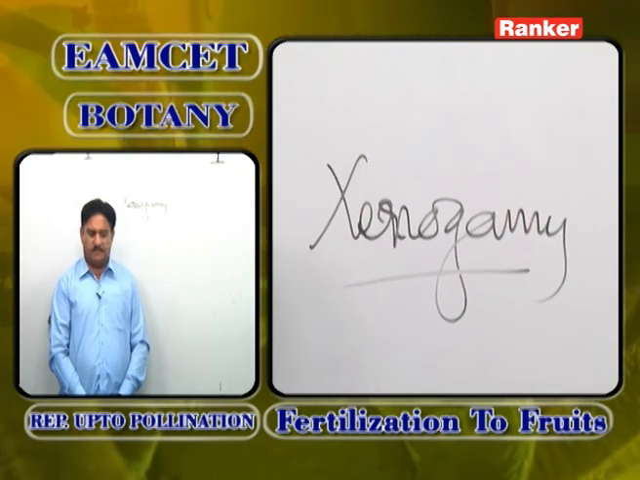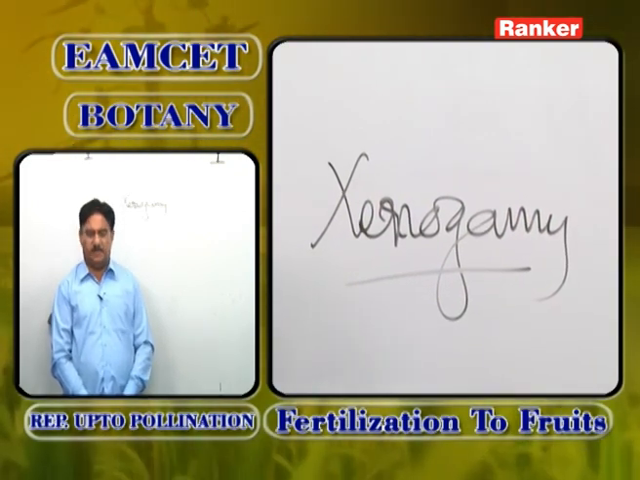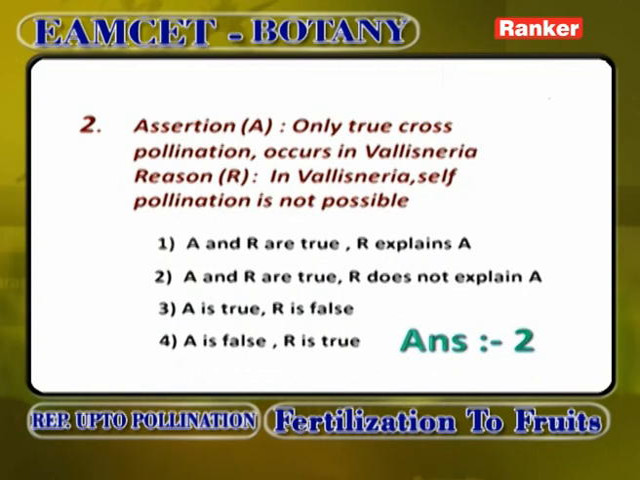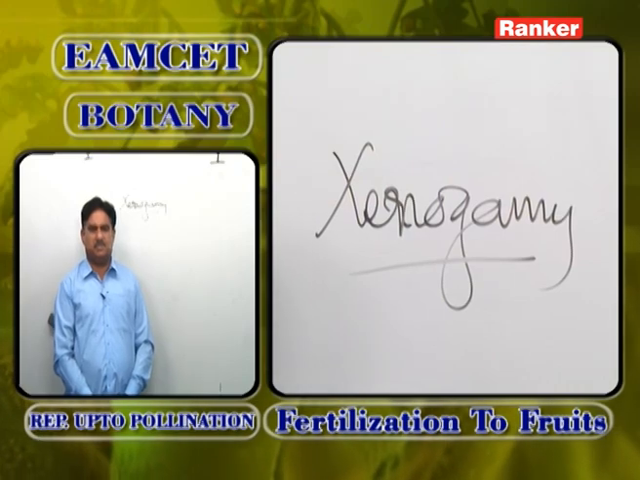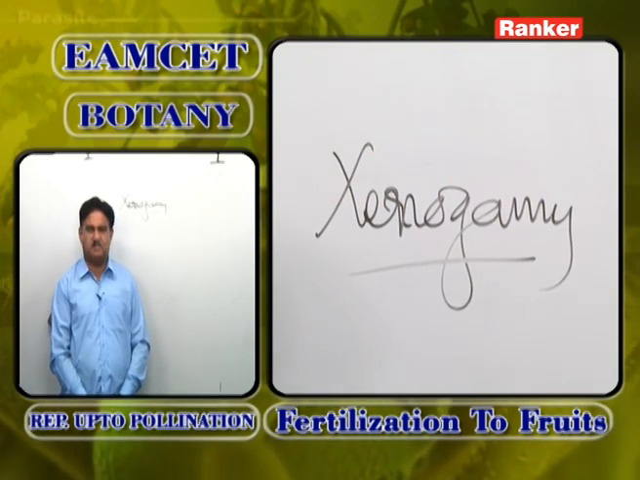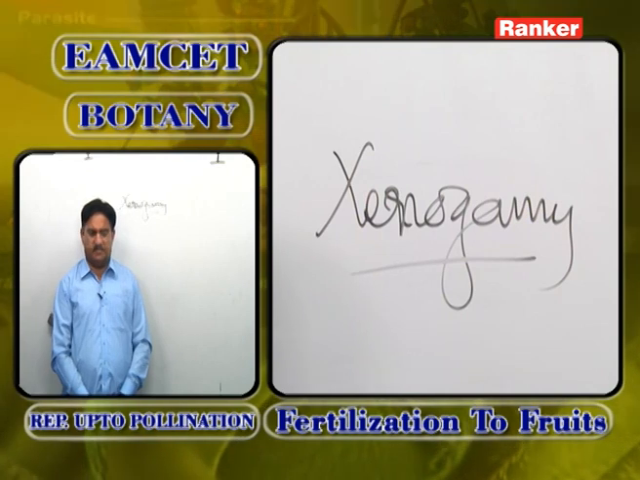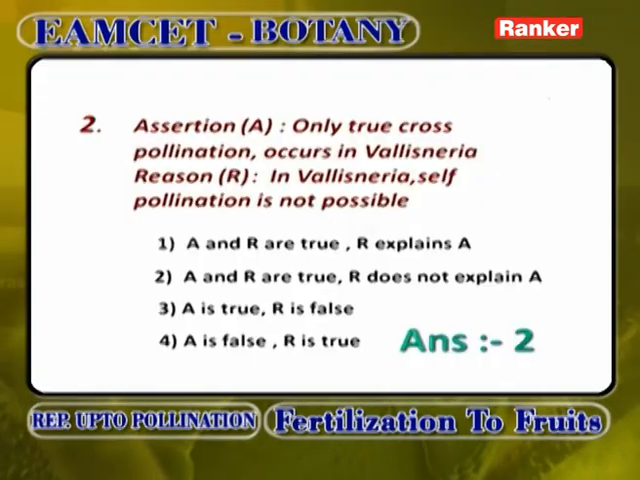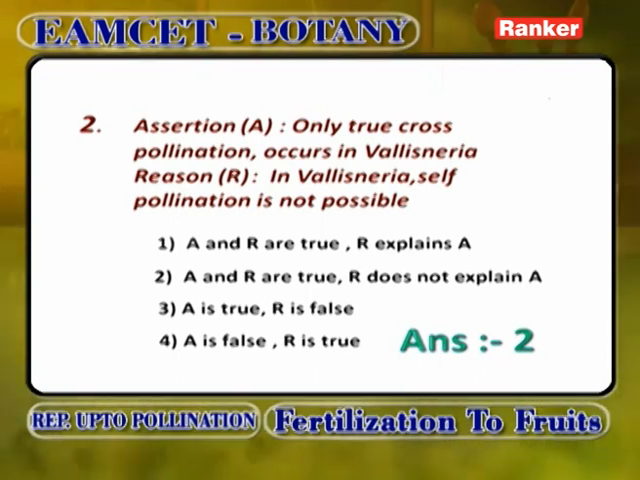In Vallisneria, self-pollination is not possible. Definitely in Vallisneria, the plants are dioecious. Dioecious means separate male plant and separate female plant. Whenever plants are dioecious, no question that a dicliny or unisexuality is observed. So, no question of self-pollination. So, only true cross-pollination occurs in Vallisneria is correct. In Vallisneria, self-pollination is not possible is correct.